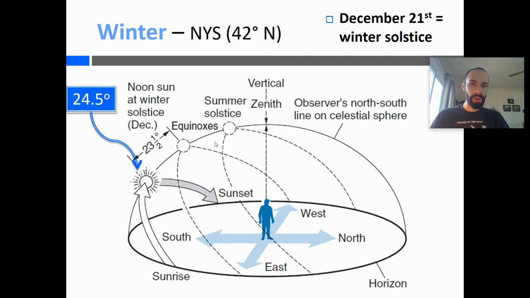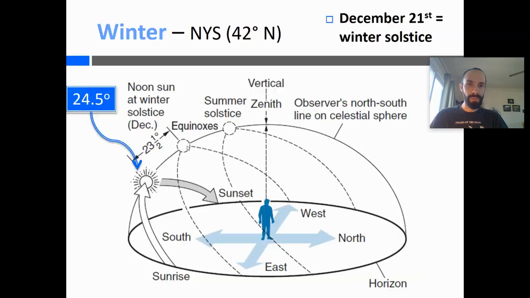Now, one thing I want you to notice is that in these 4 seasons, the difference of this angle above the ground at solar noon is 23.5 degrees. So, from here to where it was at the equinox is a difference of 23.5 degrees.